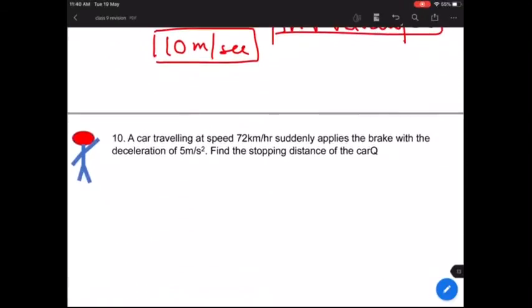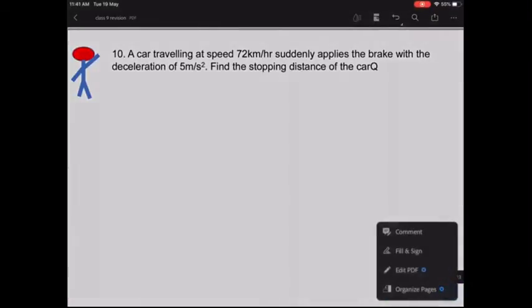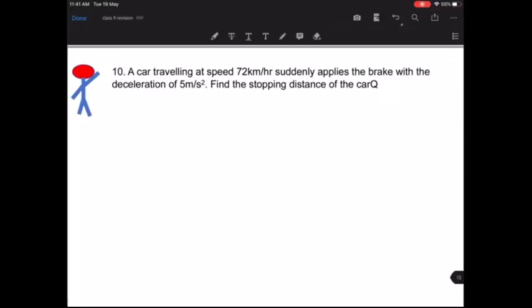Okay. So now we have one last question. And with that, we are going to wind up the class and I'm going to take up any doubts or any question that you have. A car is traveling at 72 kilometers per hour. So let's keep writing the given data here. So car is traveling at 72 kilometers per hour, suddenly applies brake with the deceleration of 5 meters per second squared. So what is given to you?